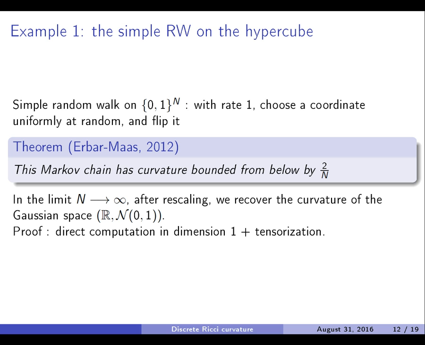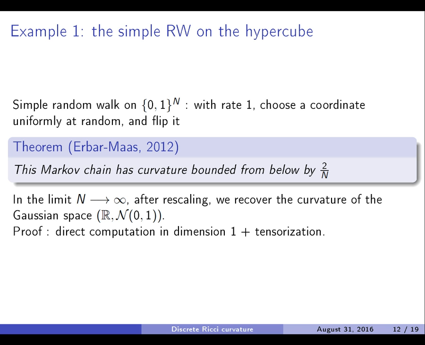Nice thing about this is that when you let n go to infinity, because of the central limit theorem, when you sum over the coordinates, subtract the average and divide by the standard deviation, you converge to a Gaussian. And indeed, after rescaling, the curvature will go to 2, which is indeed the curvature of the Gaussian space. So this notion of curvature, at least for this example, goes well to the limit, and we recover the sharp bound for the limit. So this has to be the best possible bound.